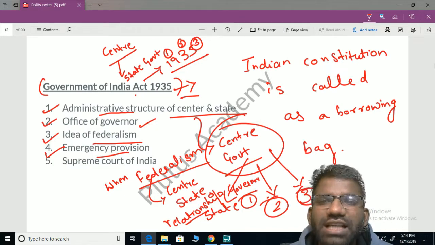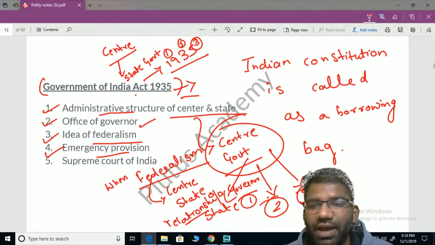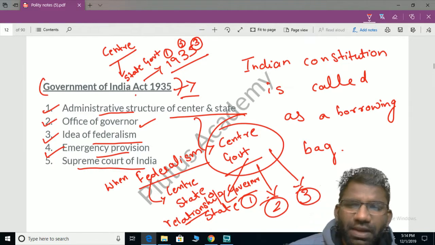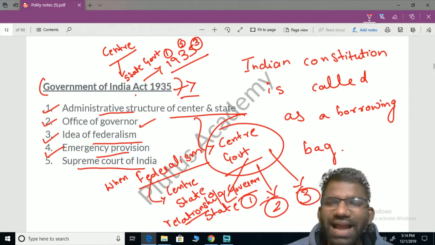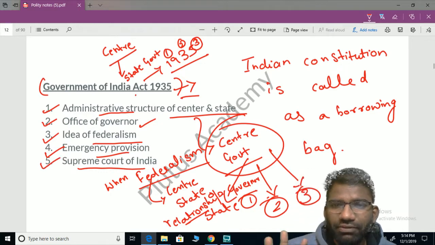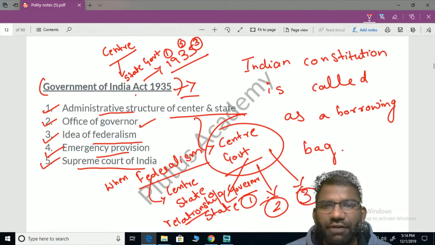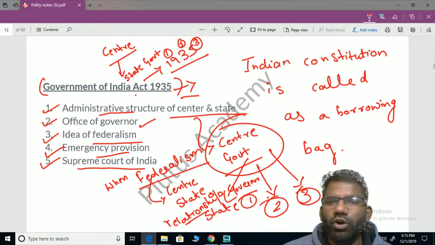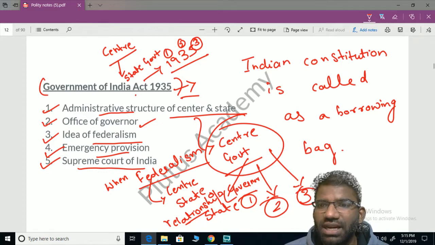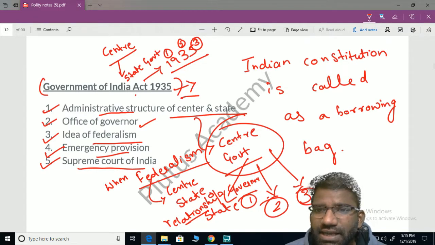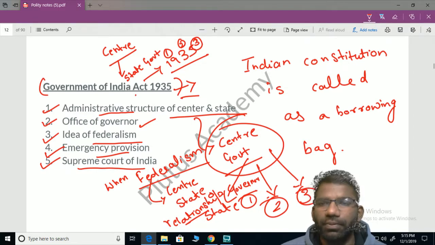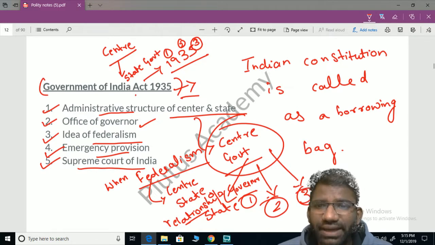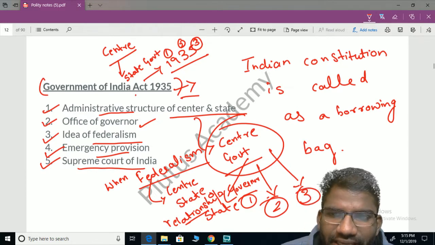The fifth point taken from the Government of India Act 1935 is the Honorable Supreme Court of India, or the Supreme Judiciary. So five things have been taken from the Government of India Act 1935: the administrative structure of center and state, the Office of Governor, the idea of federalism, emergency provisions, and the Supreme Court of India. All these provisions were taken from the Government of India Act 1935.